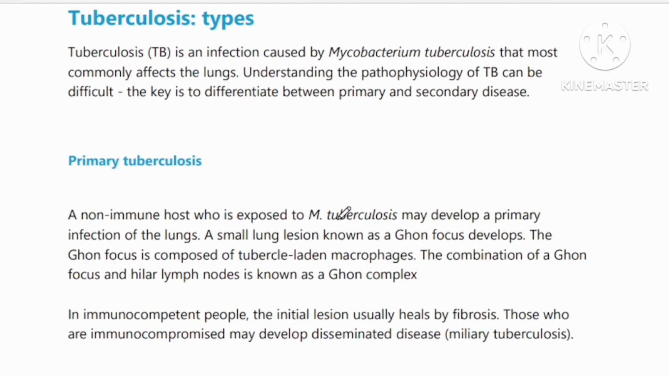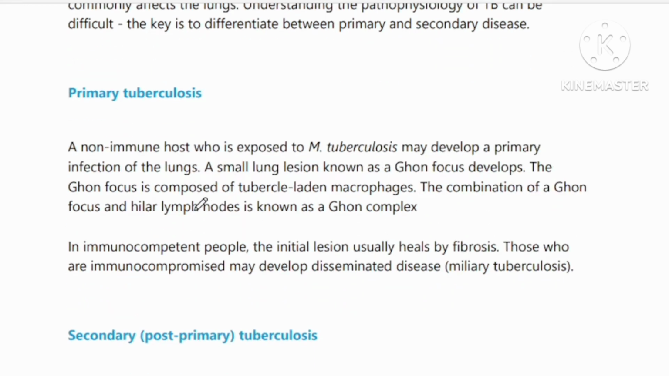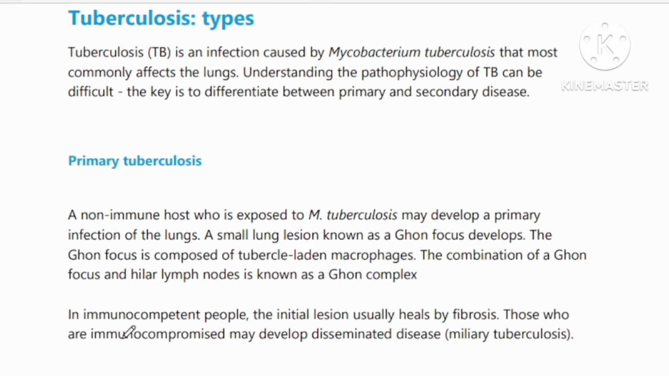There are two types of tuberculosis: primary TB and secondary TB. Primary TB occurs at an early stage and becomes dormant most of the time. When there is a compromised state, or a patient has an immunocompromised state or repeated infection, like diabetes or any chronic illness, it becomes reactivated, and that causes secondary, post-primary tuberculosis.